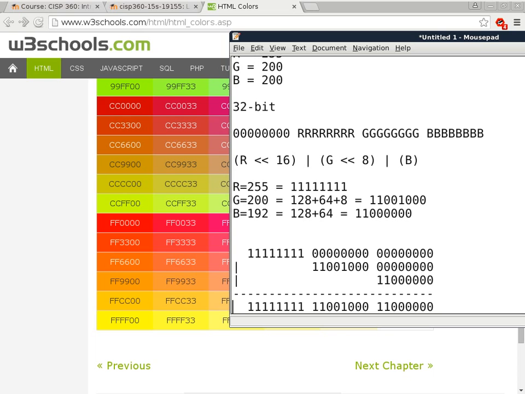And this is how a GIF also works out. In GIF, it has a color table, and each color entry in the color table is also in RGB format like this. All right. Well, so this is one real, actual application of bit shifting and bitwise OR.